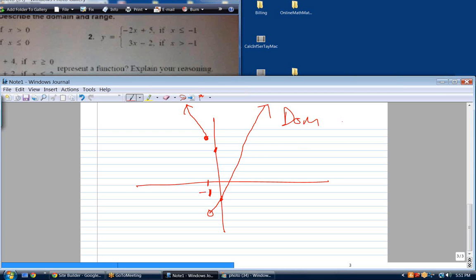Wait, or number 3, is that what you're doing, or number 2? Number 2. What's the domain on number 2? Oh, that's what I've graphed here, is number 2. Greater than or equal to -1. Domain is whatever x can be. It needs to be greater than -1.